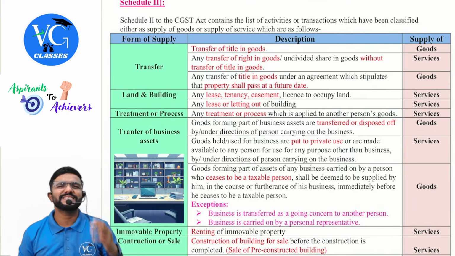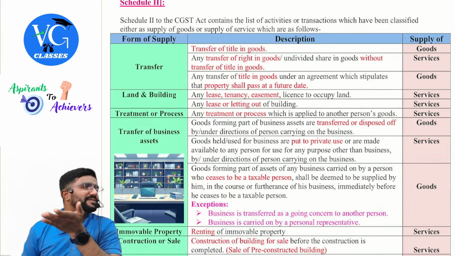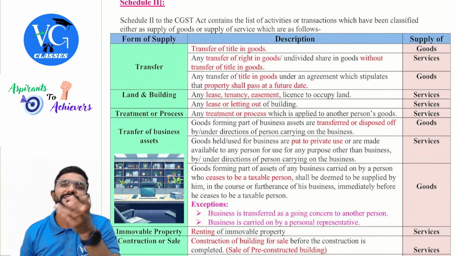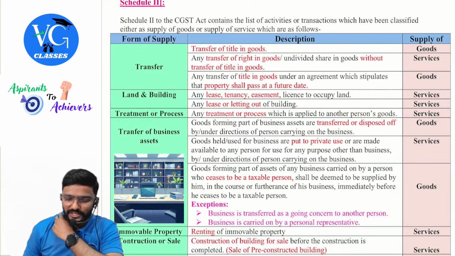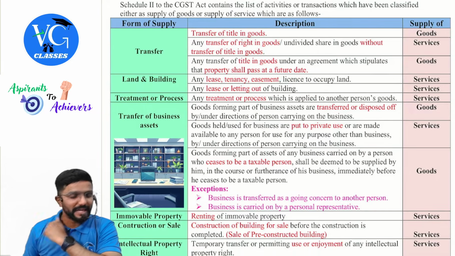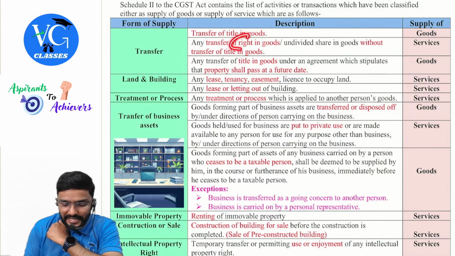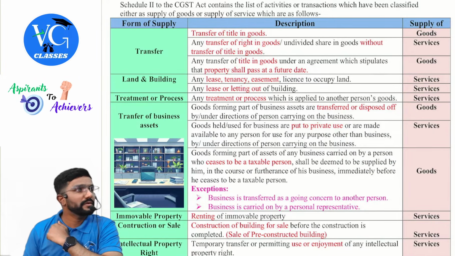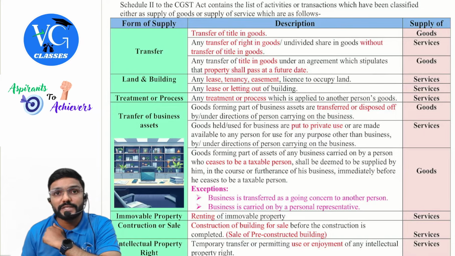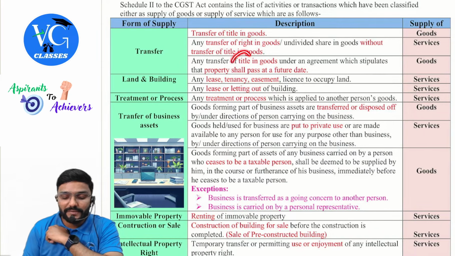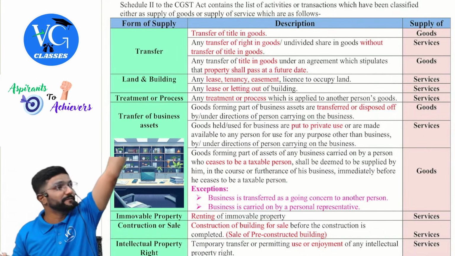Which are those, sir? One by one, guys, easy. Just by using common sense also you can tell whether it is supply of goods or supply of services. Transfer: if it is a transfer of title, goods. If a right in the goods is transferred, it is always supply of services. Sir, title is given, but not today. Some other day in the future.